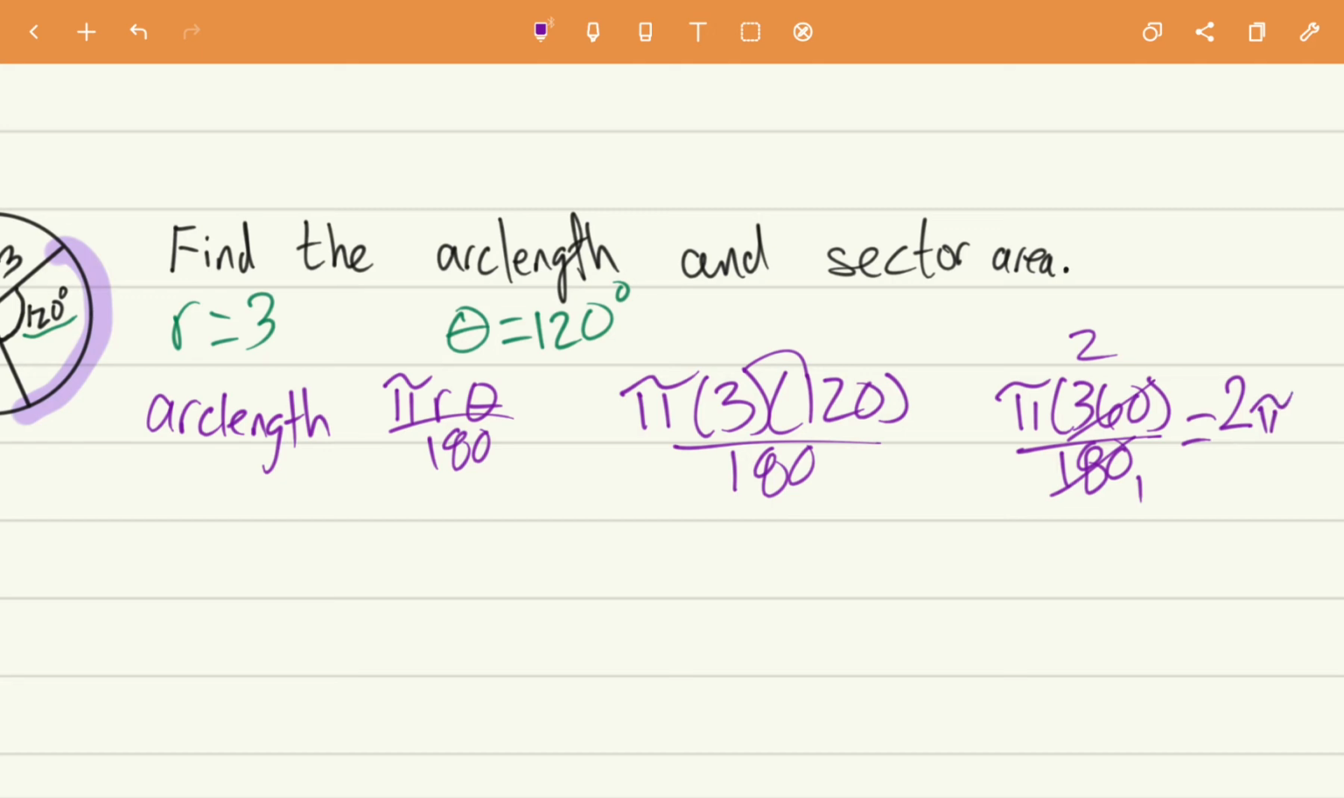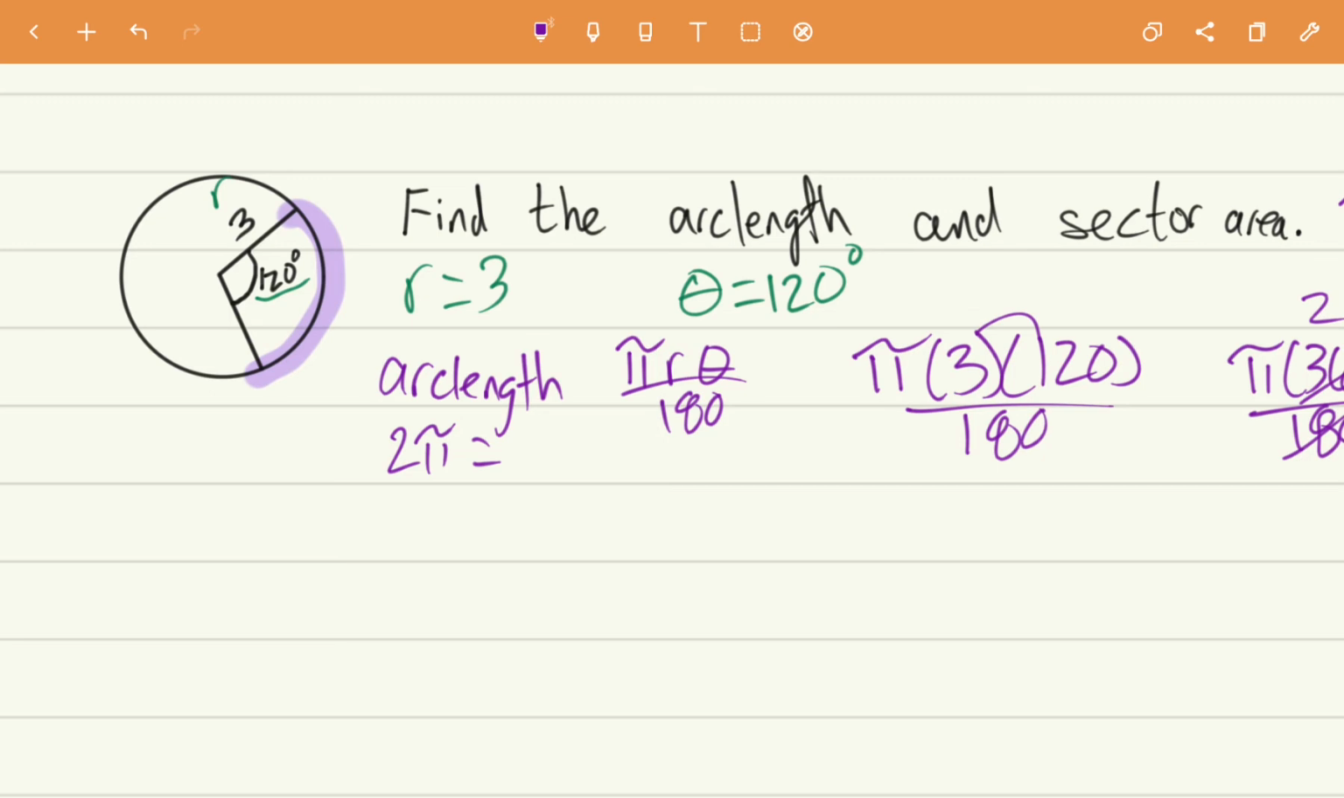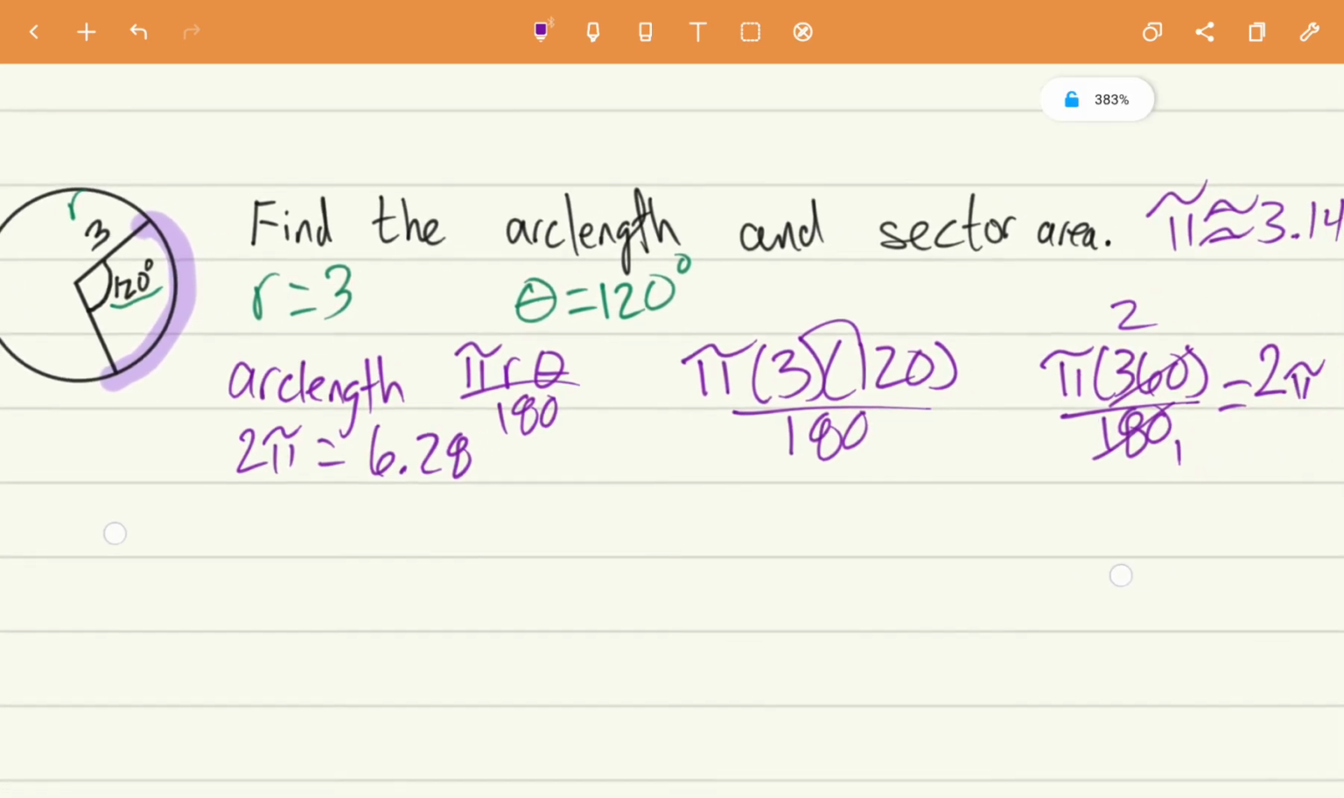Now if you want to simplify that further, pi is about 3.14. So 2 pi would be about 6.28. And that is our arc length.